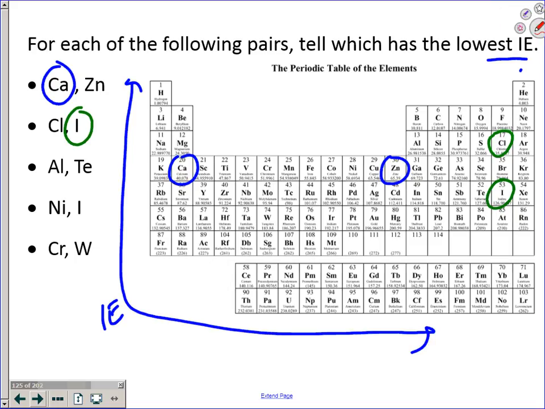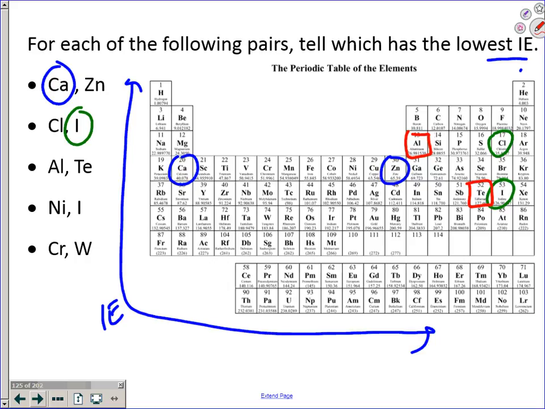So this one's iodine. Now this one, I'm sure you guys are like, who was a little confused on this one? A couple of us, okay. So here's aluminum, and here's tellurium. Here's the trick on this one. If you ever have to choose between something that's not in the same group and same period, usually the group makes a bigger difference in the overall characteristic.